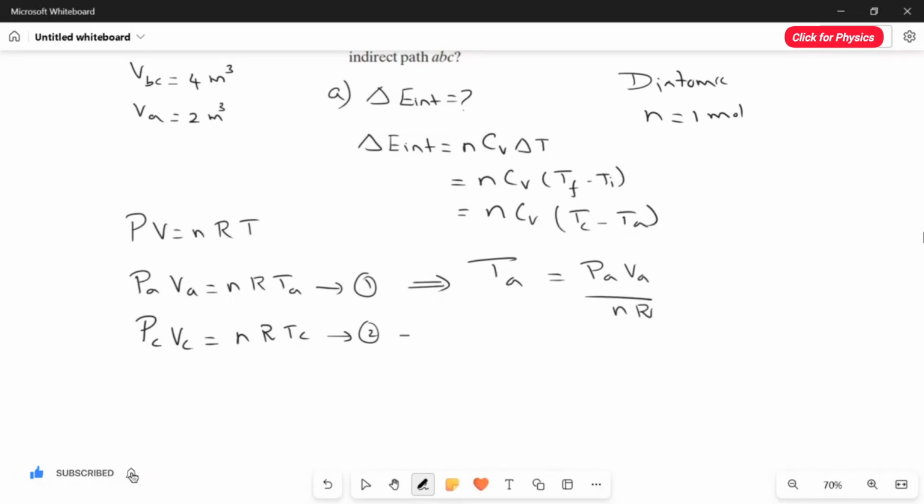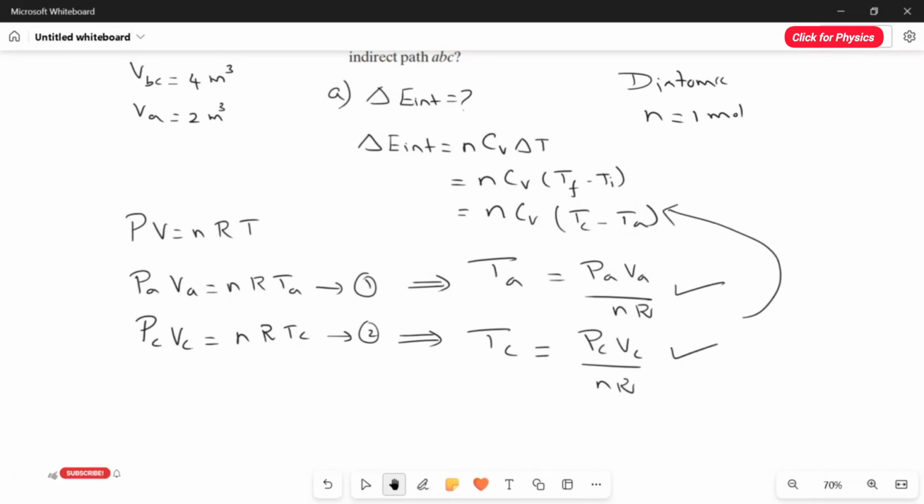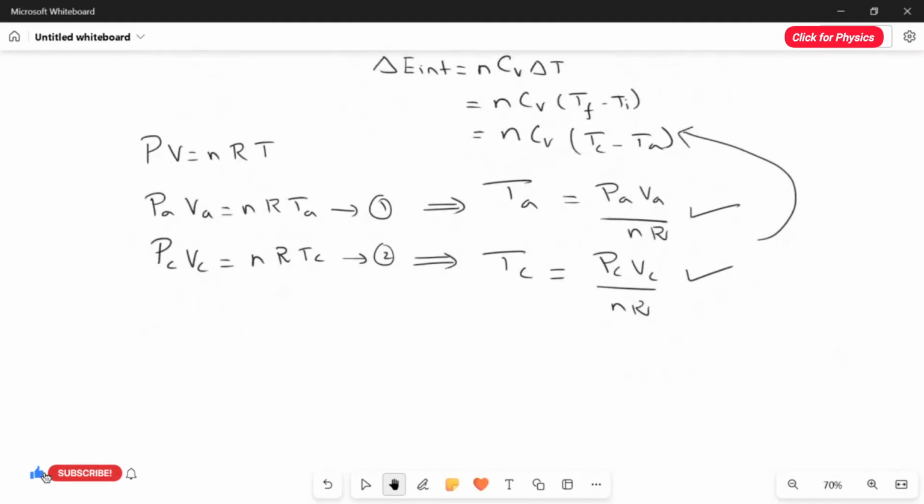NR. Likewise, from equation 2, we can rearrange this equation in terms of TC. So TC is equal to PC VC over NR. So now you can see in place of TC and TA, I'm going to substitute this value here. So by that, our internal energy equation will change as change in internal energy, which is equal to N CV.